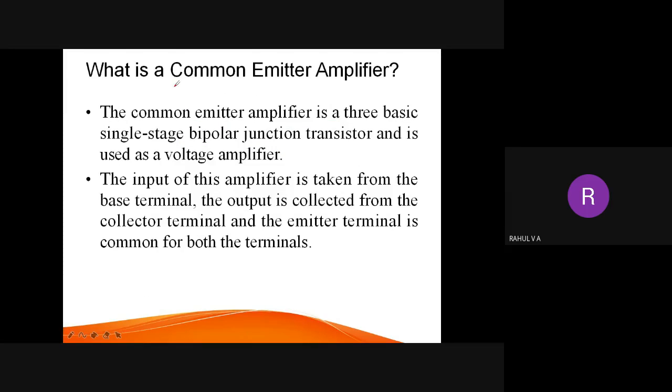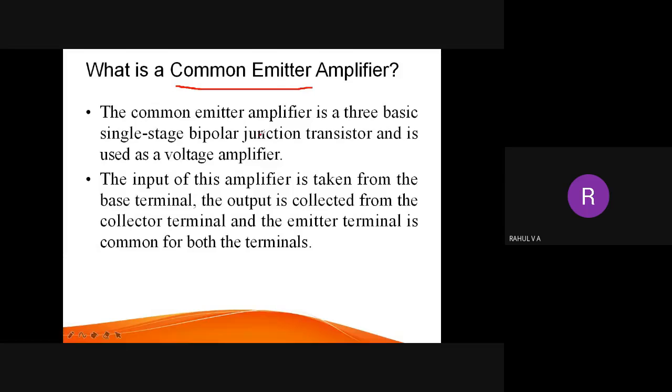So what is common emitter? The input is applied between base and emitter, and the output is taken between collector and emitter. That is why it is common emitter. We already know this. The input is taken between base and emitter, and similarly the output is taken between collector and emitter. Again, emitter. So emitter is common to both input and output. That is why it is called common emitter.